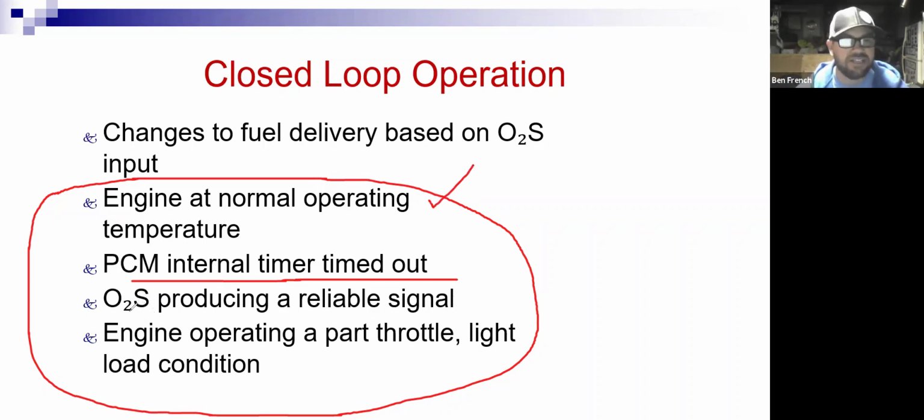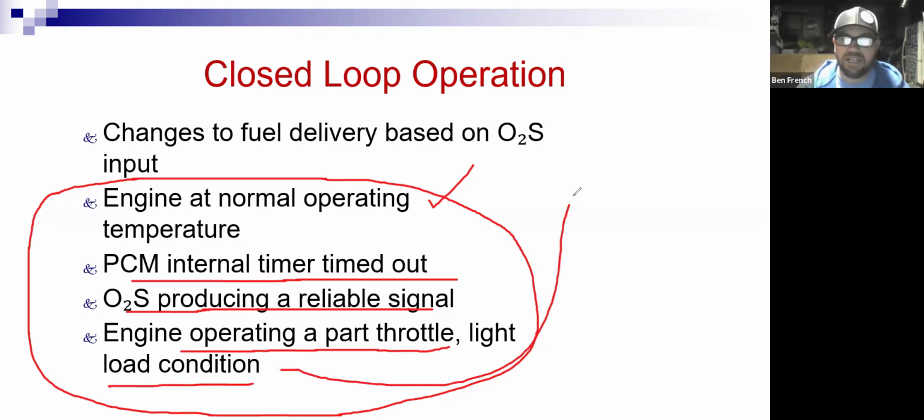The other thing you need is you need the O2 sensors actually producing a decent signal. So if your O2 sensor is dead, or it's not producing a good signal, or maybe it's disconnected, well, then I'm not going to go into closed loop. So engine at operating temperature, an adequate time has elapsed, and decent signal from my O2 sensor. Those are the three things that I need. But my kicker here is that I'm operating at a light load condition.